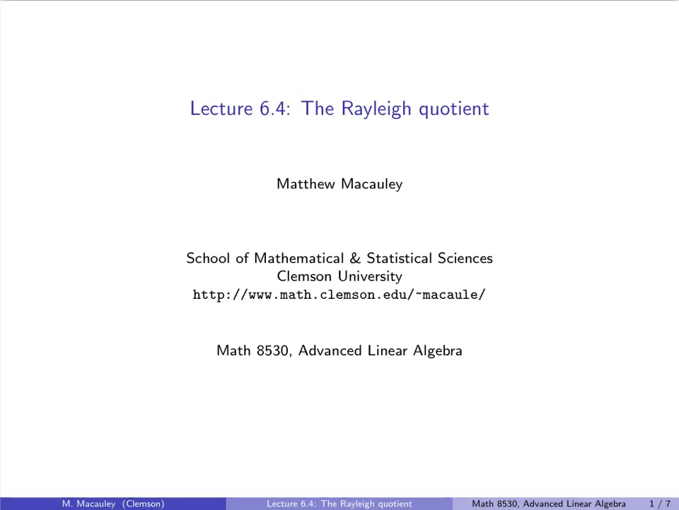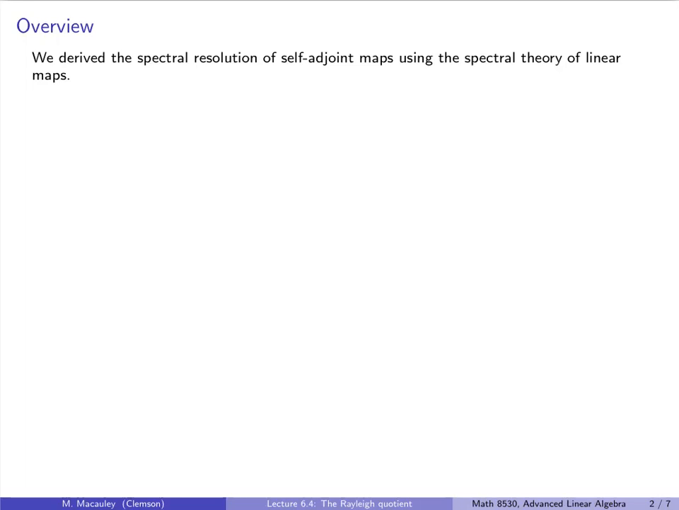Welcome to Lecture 6.4, the Rayleigh quotient. A few lectures ago, we derived the spectral resolution of self-adjoint maps using the spectral theory of linear maps. Let me give a quick recap as to what that was about.